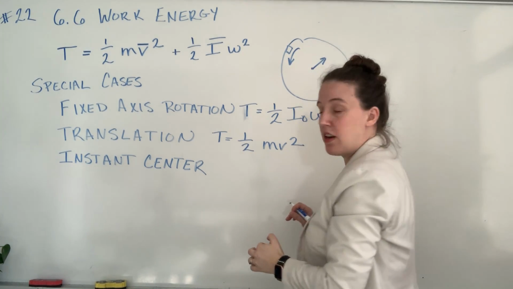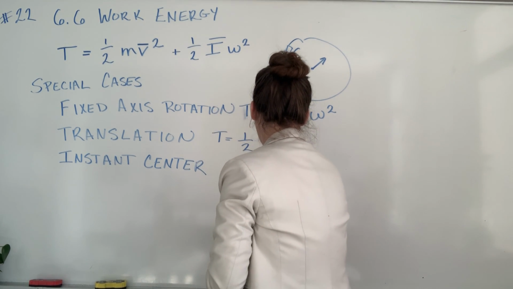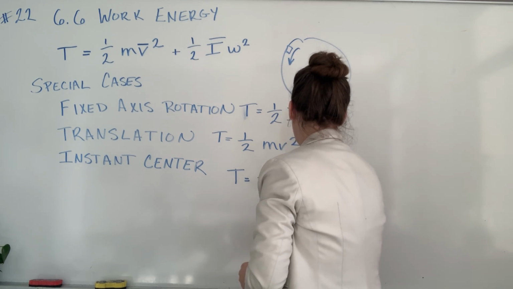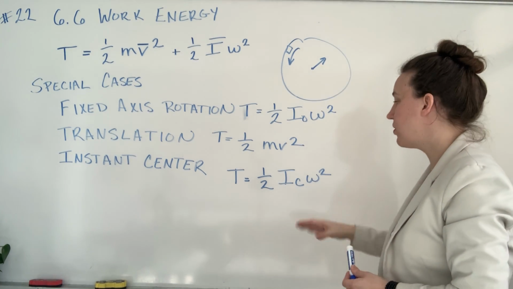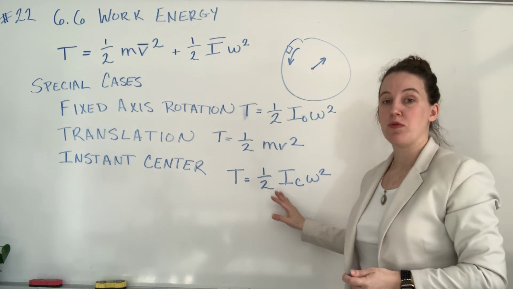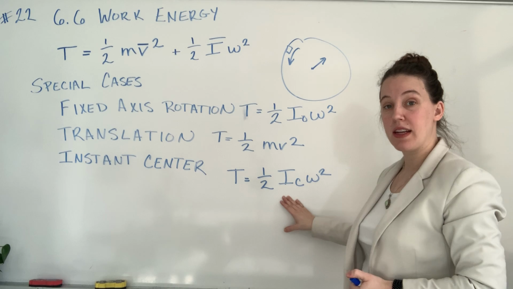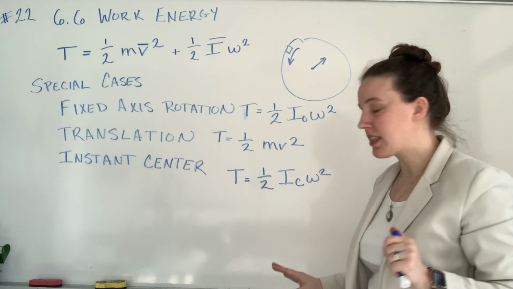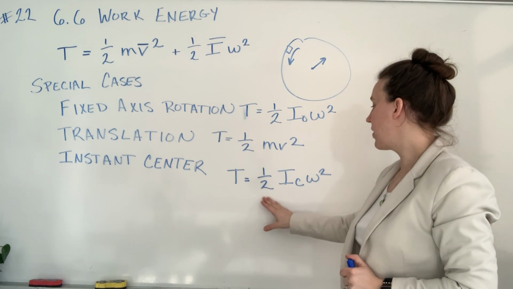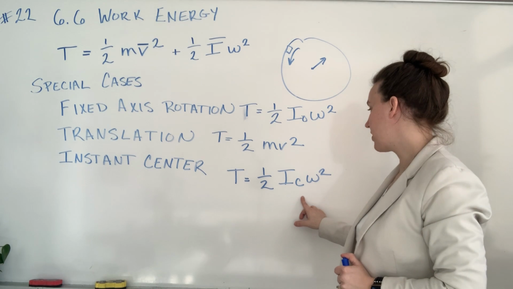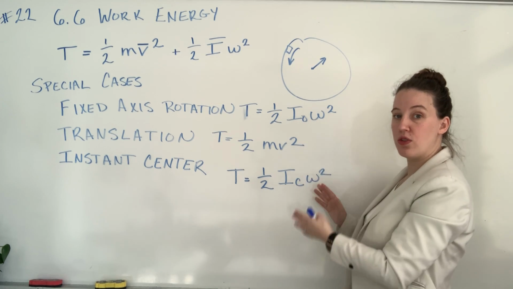And now for an instant center, what we can say is that T equals 1/2 I about that instant center omega squared. So this is kind of cool. It's just like you can, at some instant, just like we talked about with velocity before, if you know where the instant center is and you know what I about that instant center is, or you can find it using the parallel axis theorem, then you know that the energy at that instant is going to be 1/2 I about that instant center times omega squared. All right, so these are the equations that we're going to use to do the problems.